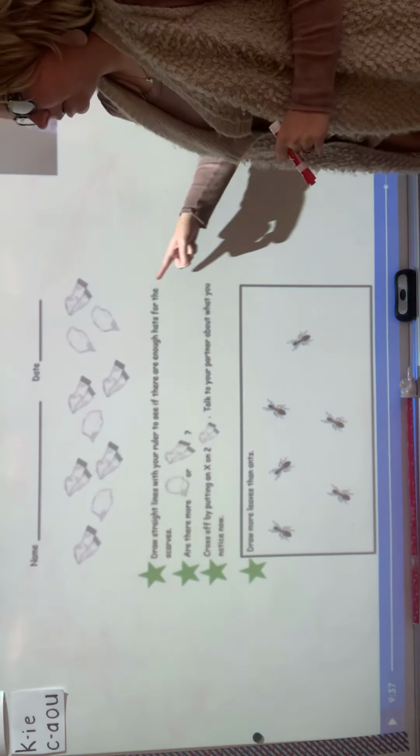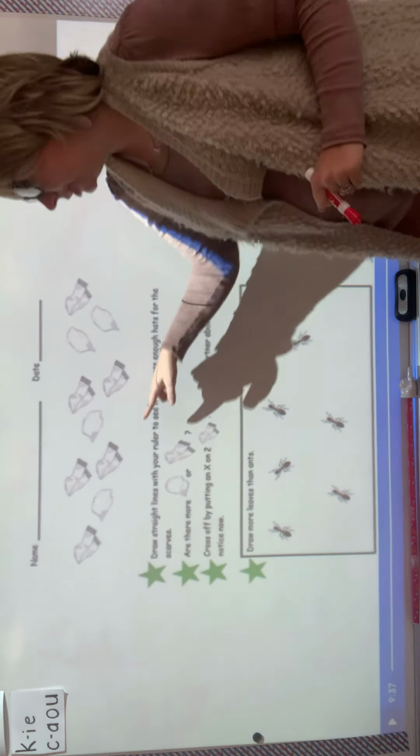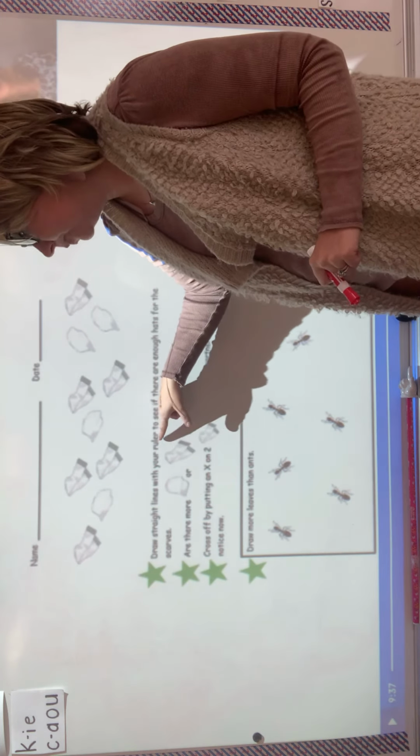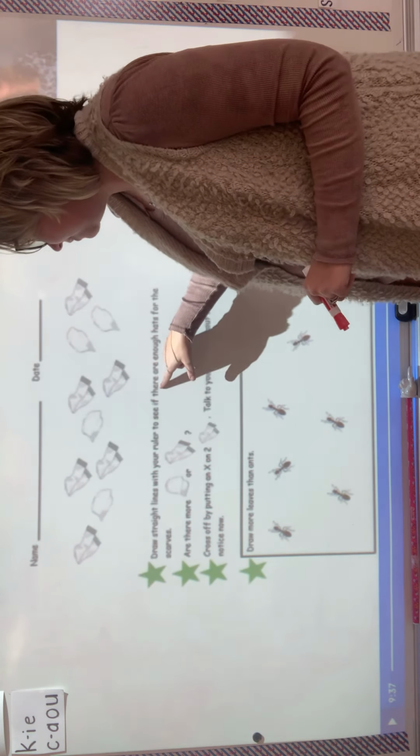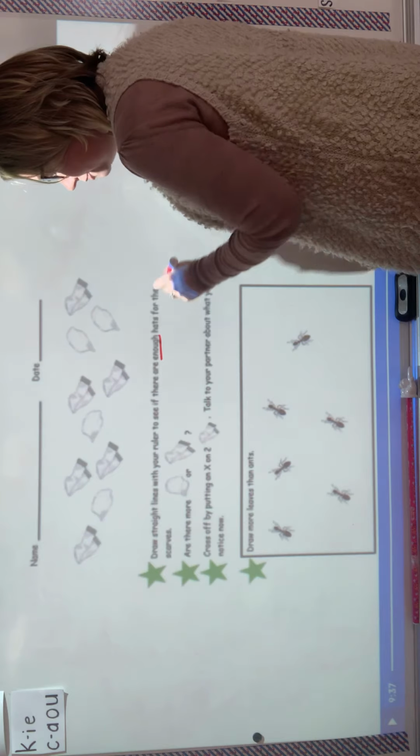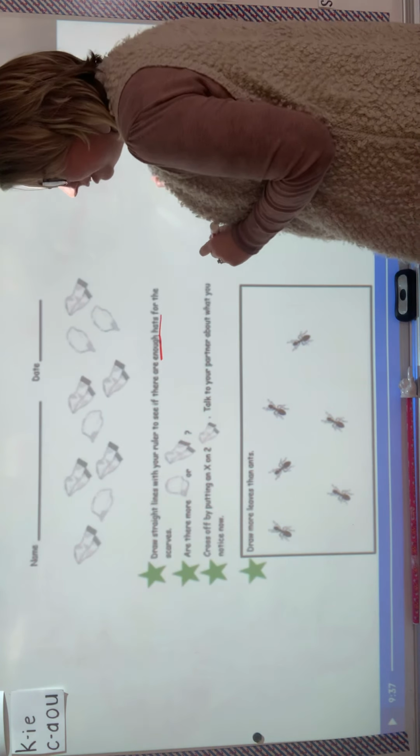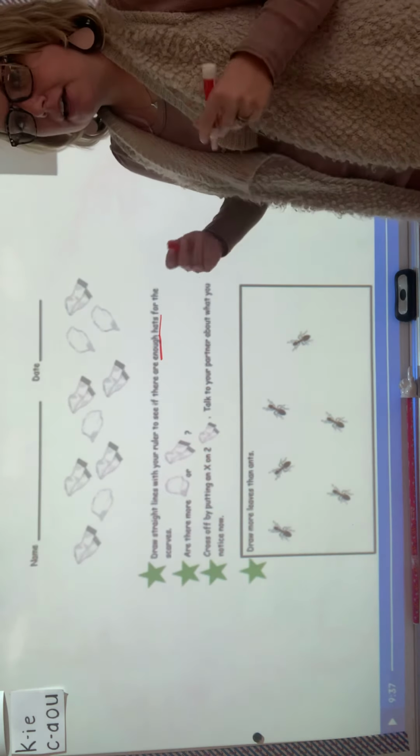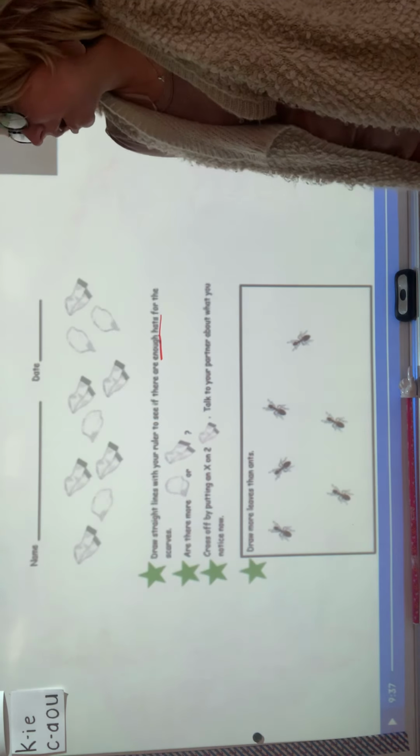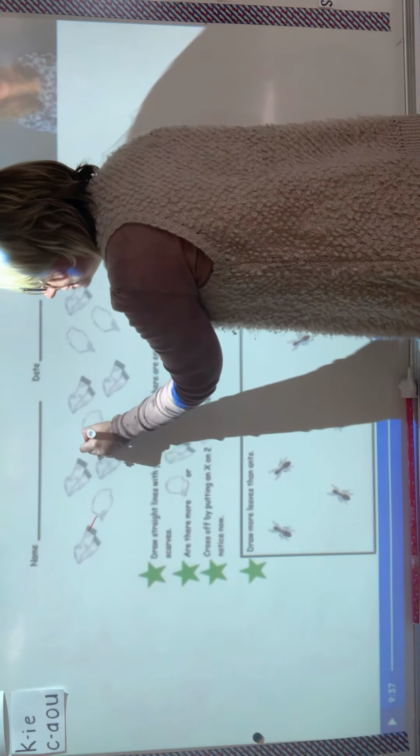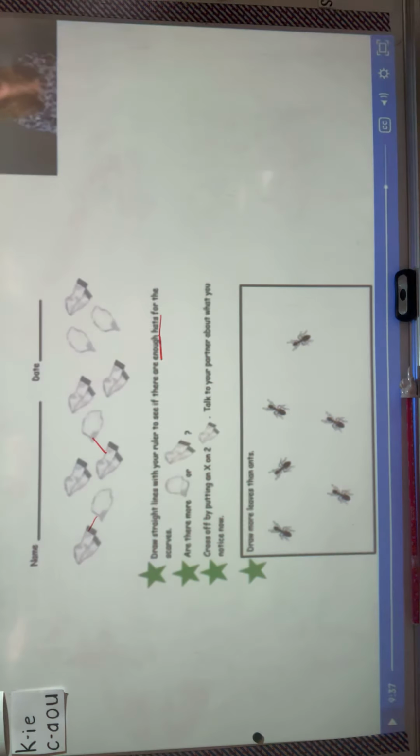Let's take a look up here. My directions are here next to the first star. Draw straight lines with your ruler. You do not have to use a ruler to see if there are enough hats. Enough means one for everyone. If there are enough hats for the scarves. So every hat has to have a scarf. I'm going to give you a minute to do that now. Draw a line from a scarf to a hat. Go ahead and do that now on your paper, and then we'll talk about it.